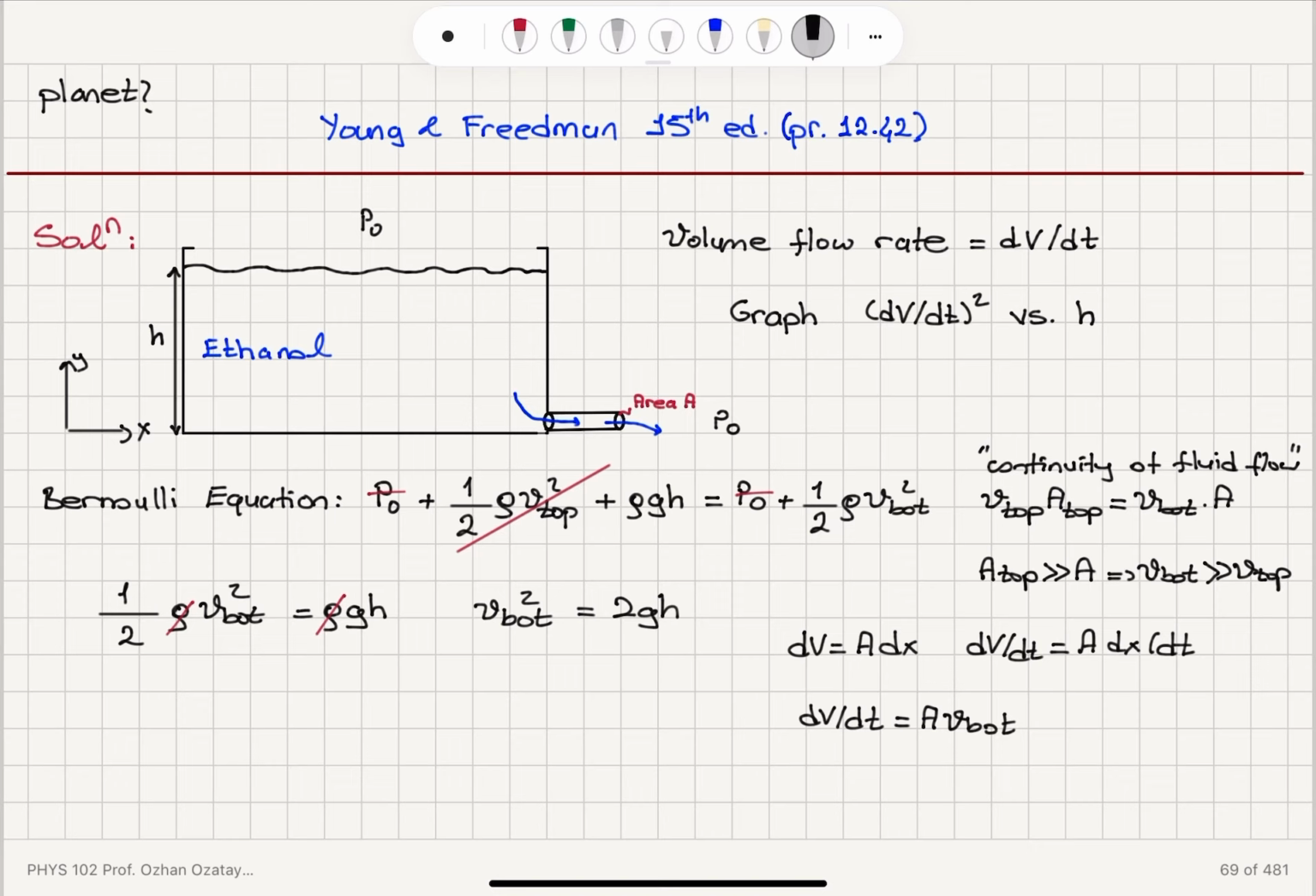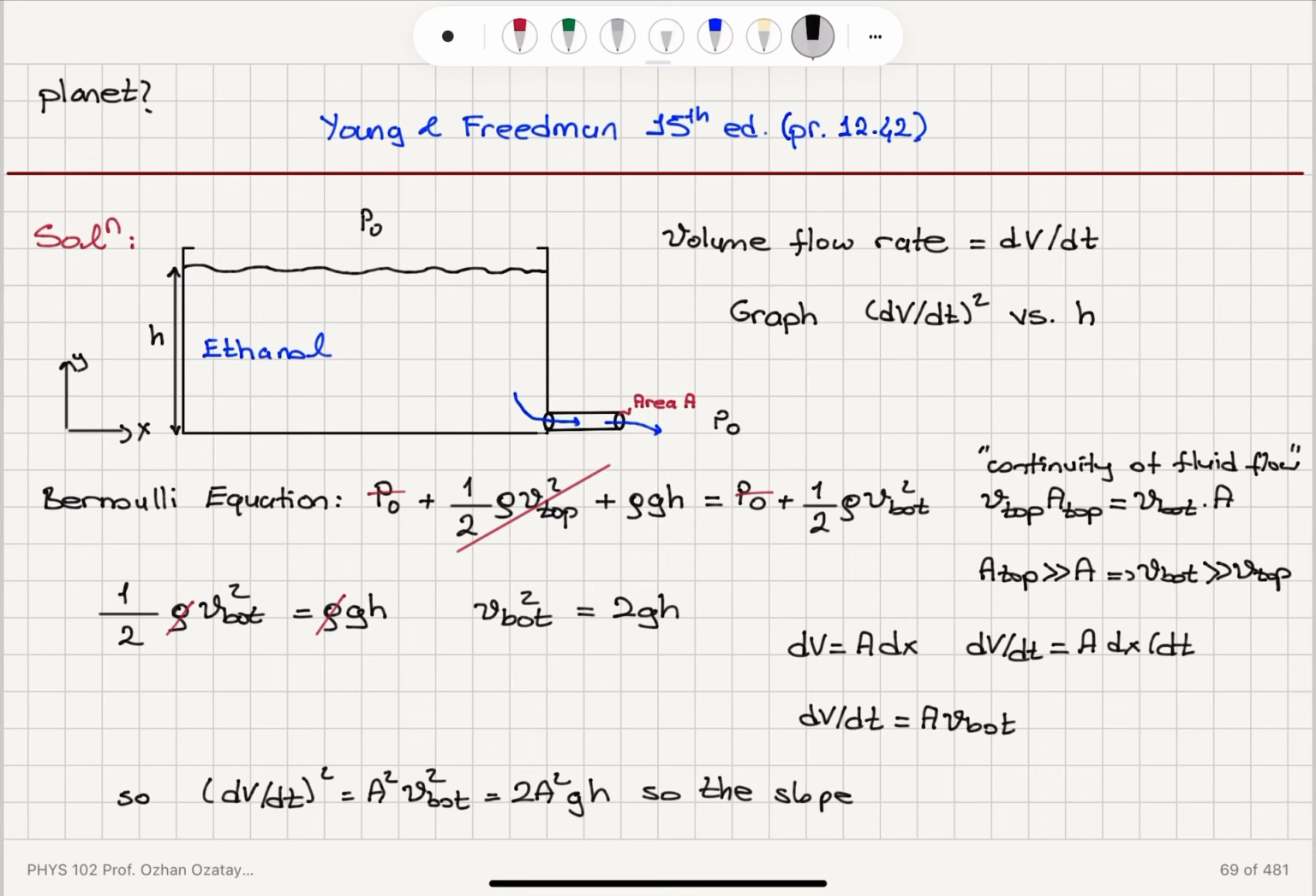Okay, so if I do the suggested procedure, if I take the square of the volume flow rate, (dV/dt) squared, what would I get? A squared V bottom squared. But V bottom squared, according to Bernoulli's equation, is 2gh. So this is going to become 2A squared gh.